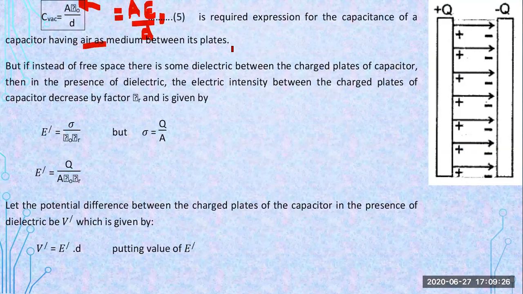Up to this point, you have calculated the capacitance of a capacitor whose plates are separated by a distance d with air between them, and the area of the plates is A. So if you are asked to calculate the capacitance of the capacitor with air as a medium between the two plates, this will be your formula.